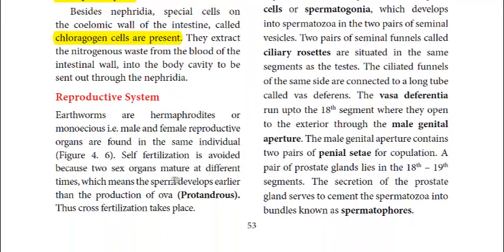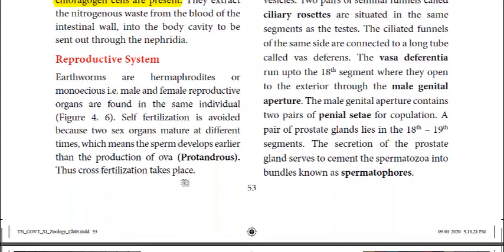So far we have studied the nervous system and the excretory system. Now we will study the reproductive system. Earthworms are hermaphrodites. We already know what hermaphrodites are. Hermaphrodites are otherwise called monoecious. What is monoecious? The male and female reproductive organs are found in the same individual or same organism. So it is called a hermaphrodite.